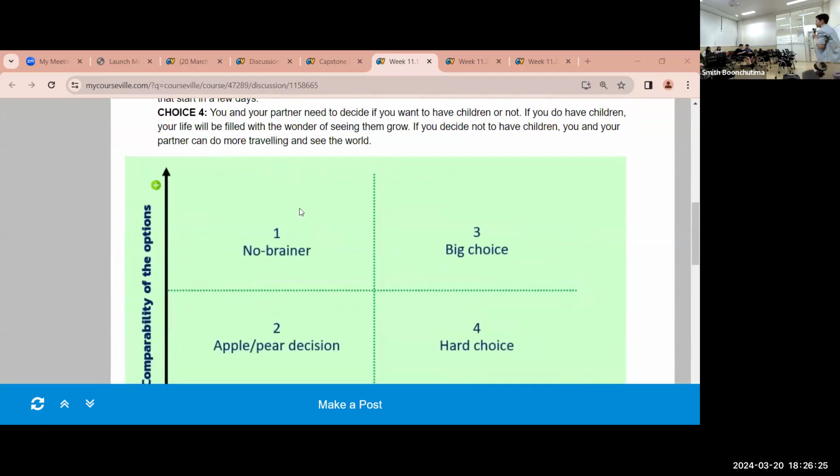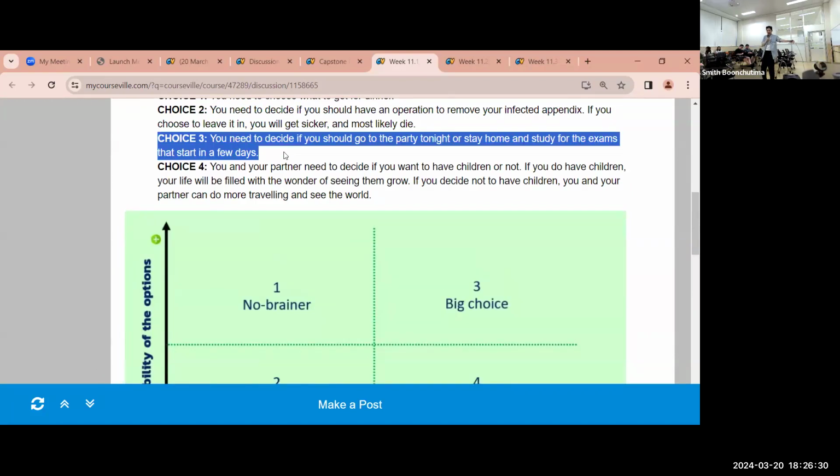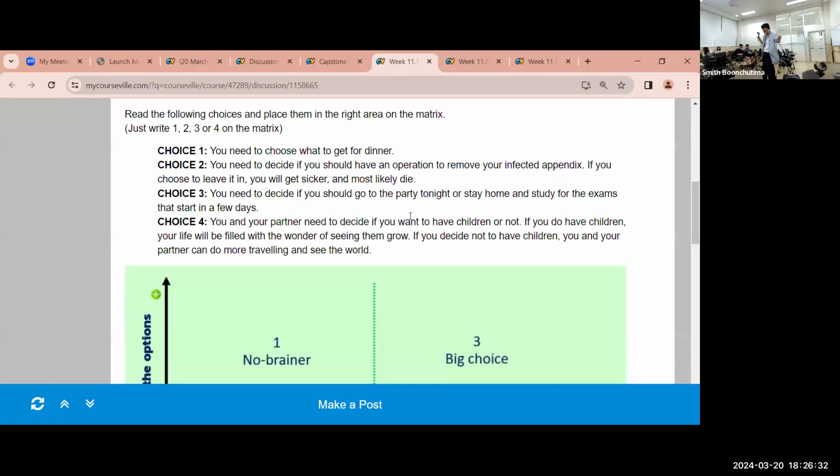Choice three. What about you, Serena, Pop? Okay. The previous one you got the wrong one, so you have to swap then. Okay, the choice number 3.